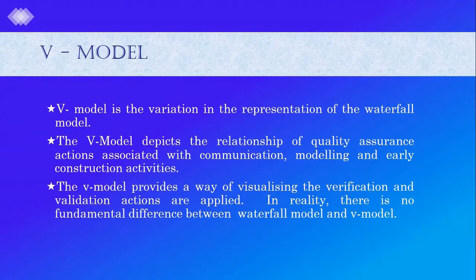Now come to the V model. V model is a variation in the representation of the waterfall model. The V model depicts the relationship of quality assurance actions associated with communication, modeling, and early construction activities. The V model provides a way of visualizing how the verification and validation actions are applied. In reality, there is no fundamental difference between waterfall model and V model.